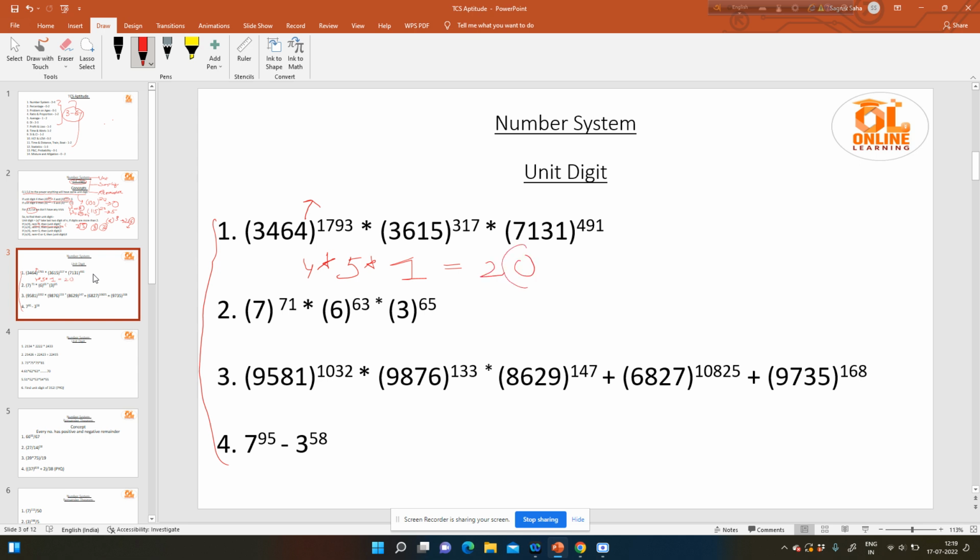So what is the unit digit? Unit digit is 0. It will be your answer. Now let us move to the next question.